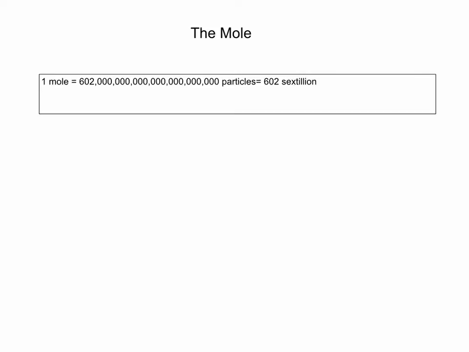And I'm going to use this just like I use the word a dozen. So if I say I have 1 mole of chairs, that means I have 602 sextillion chairs. If I have 1 mole of donuts, I have 602 sextillion donuts. Now this is a ridiculously big number, and because of that, it's helpful to write it in scientific notation.